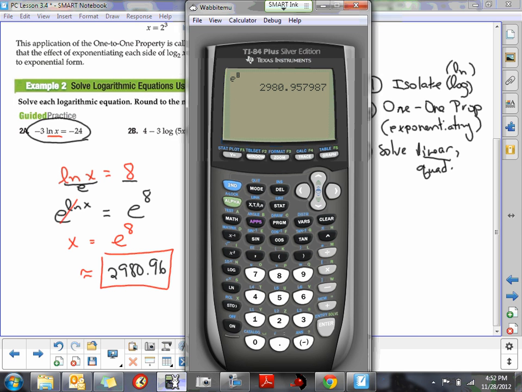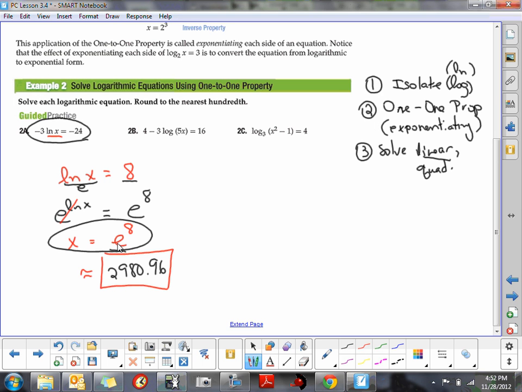It's not that big a deal for me if you round it. To me, I'd rather see this result here. Okay, so that's one example I demonstrated. Isolate your log, use your one-to-one property.